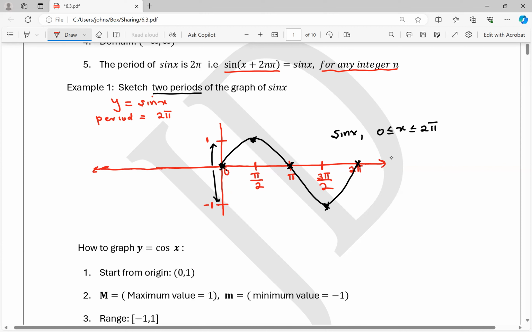So if this is 0, it's going to be between now 0 and minus 2 pi. All right. So between 0 and minus 2 pi. Then here, the midpoint is going to be minus pi. And this will be minus pi over 2. And this will be minus 3 pi over 2 as well. And so you just need to follow the same pattern.